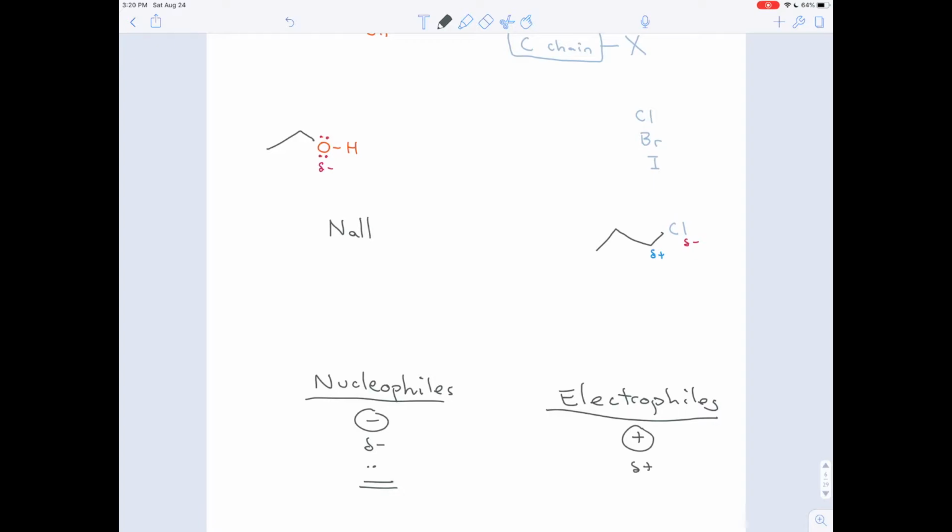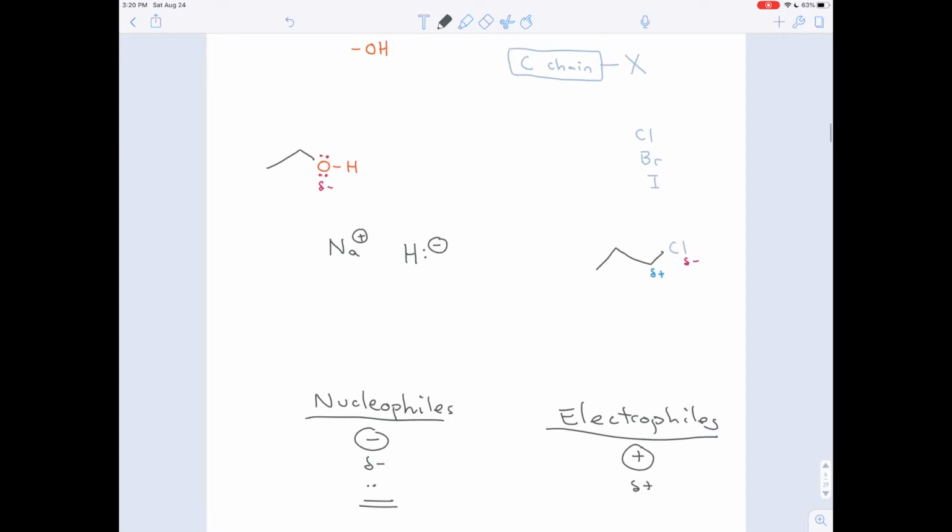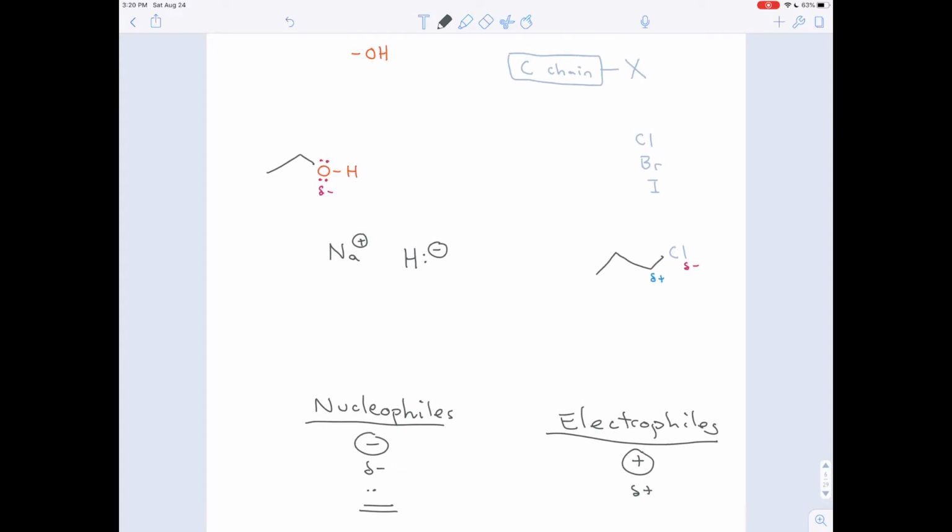Sodium hydride is an ionic compound. Sodium's a metal, hydrogen is not a metal. And so really this can separate into 2 ions. The 2 ions would be sodium with a plus charge and hydrogen with a minus charge. So when you add sodium hydride to your alcohol, the negative charge on this hydrogen, and this is really unstable because hydrogen is so small and you have a full negative charge on it, that hydrogen wants to steal whatever it can. And the thing that it steals is this hydrogen on the alcohol.